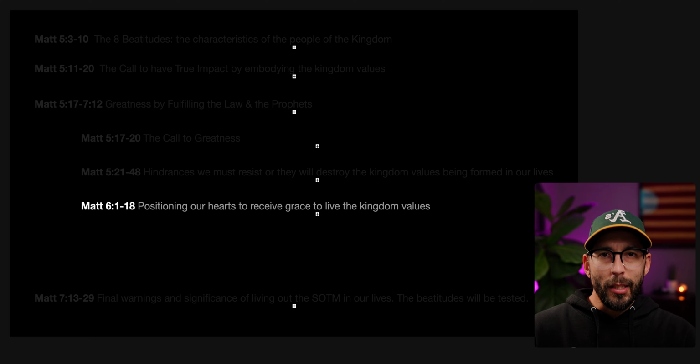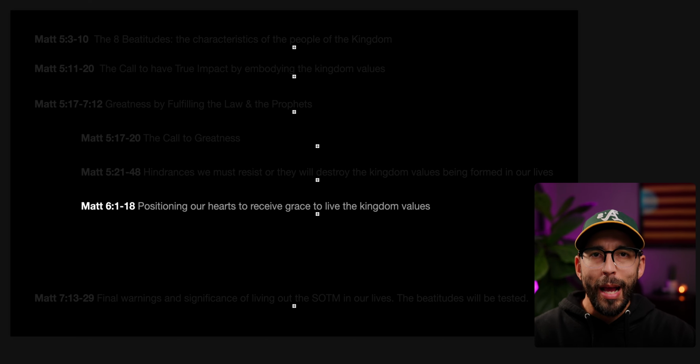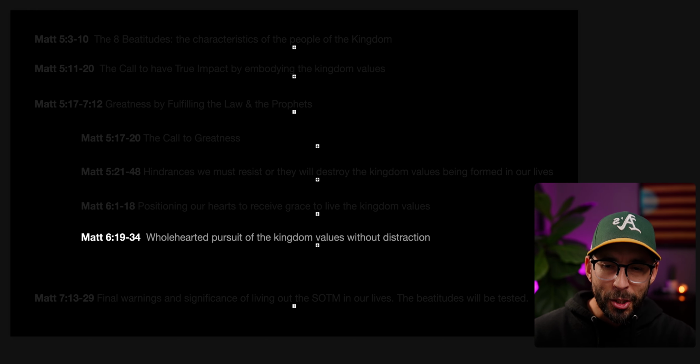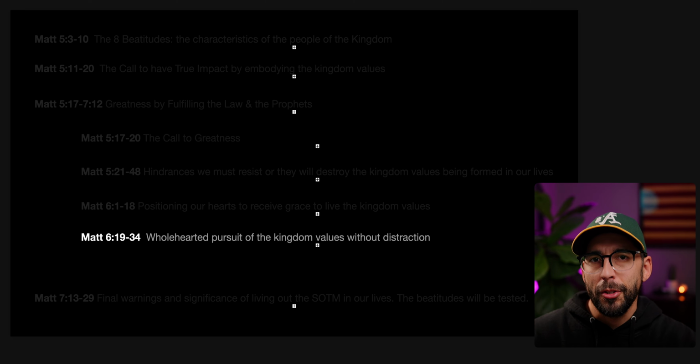So we start giving our money away. We start praying. We enter into fasting. We receive help from God to actually have those values come alive in our heart and to live out the Sermon on the Mount. So it's ways we access grace from God to live it out. Matthew 6:1-18. The next section, Matthew 6:19-34.